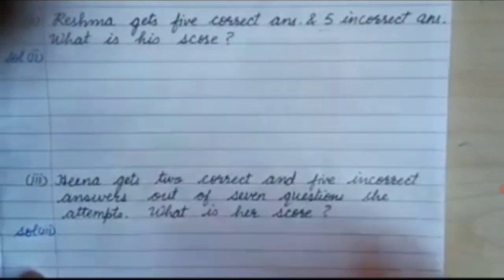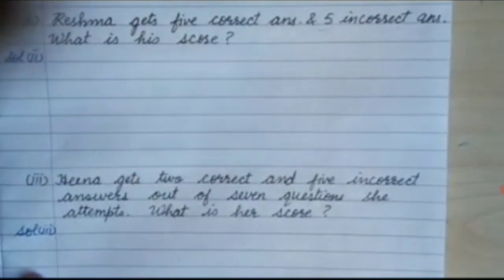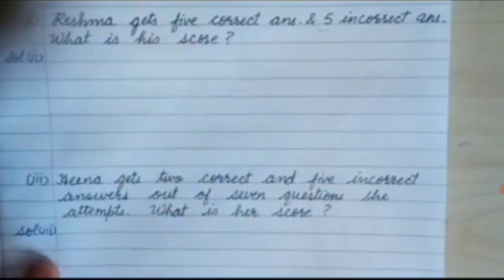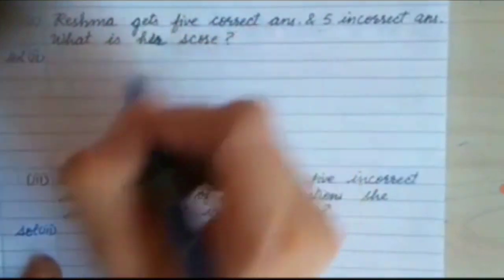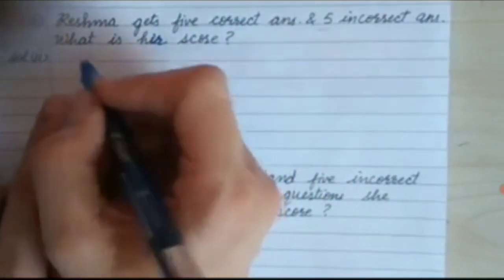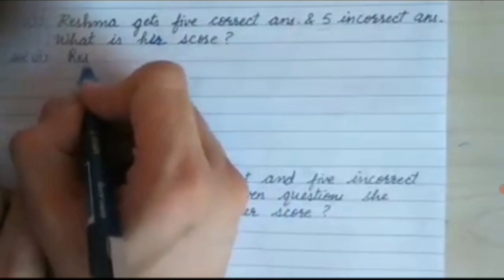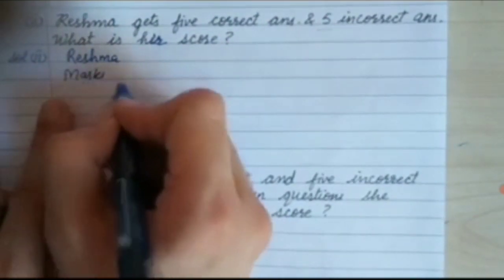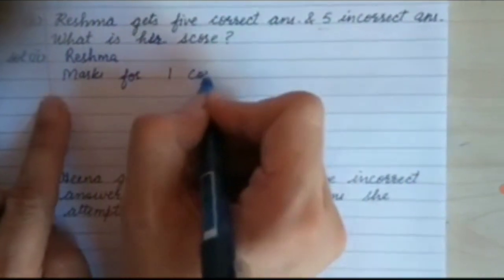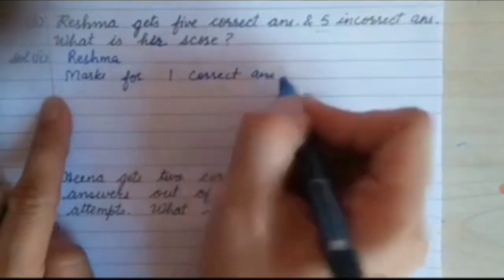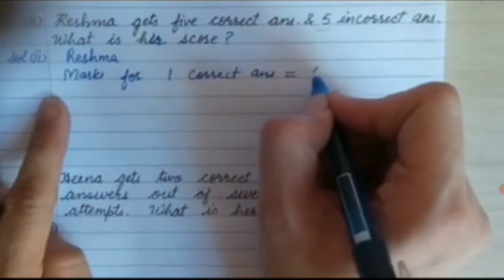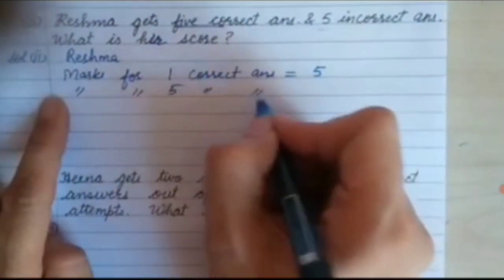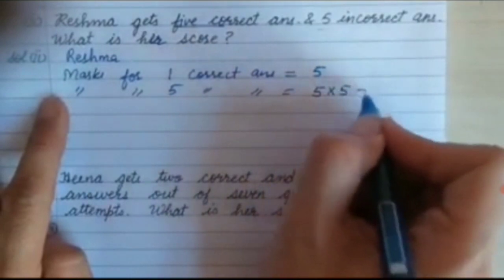So now the next sub-question is: Reshma gets 5 correct answers and 5 incorrect answers. What is her score, right? So from Reshma's point of view, marks for 1 correct answer is 5 marks, right? She gives 5 correct answers, so marks for 5 correct answers means 5 fives are 25.